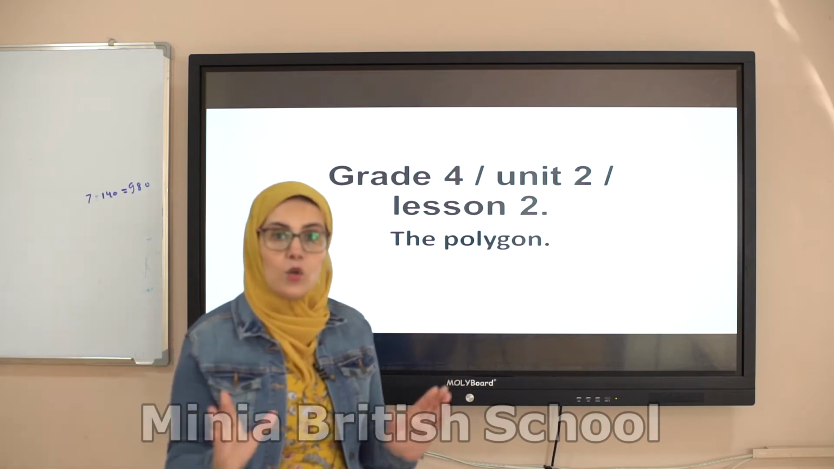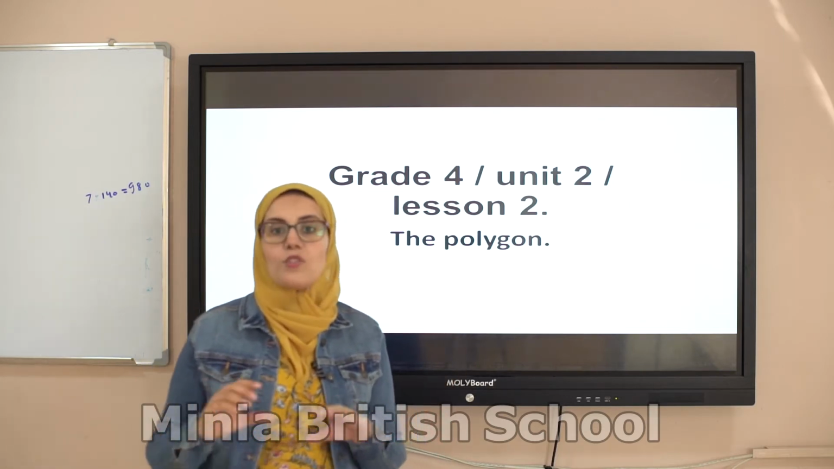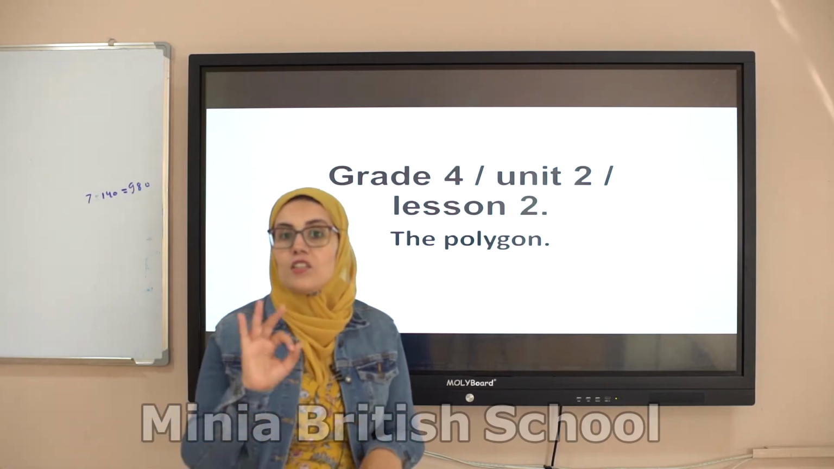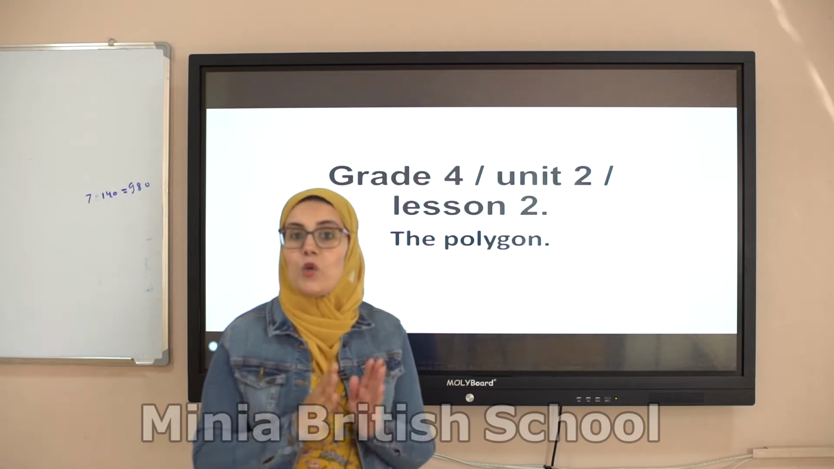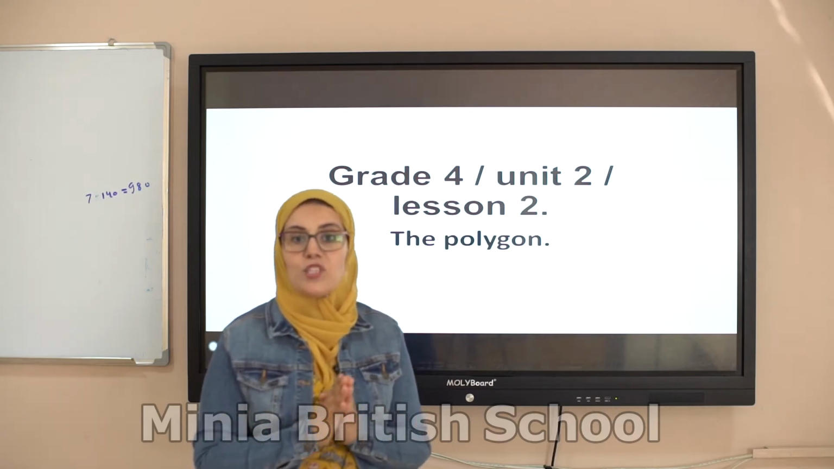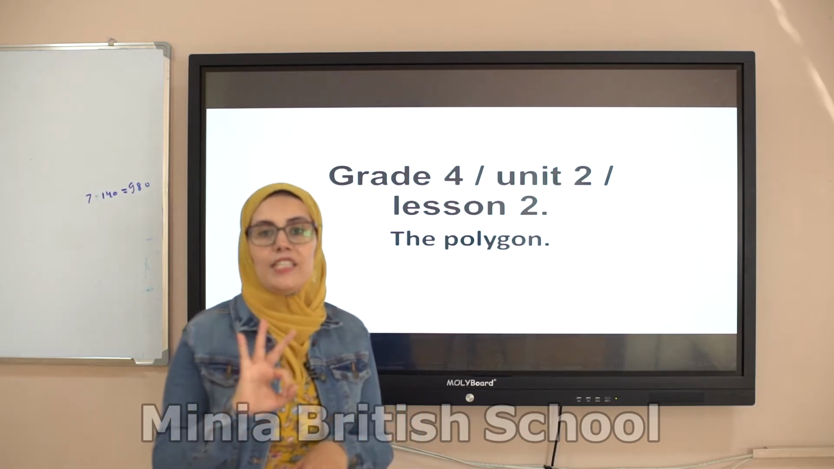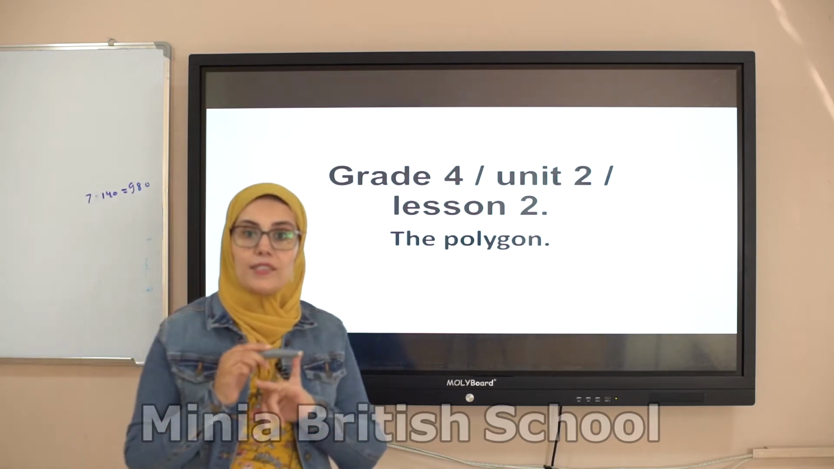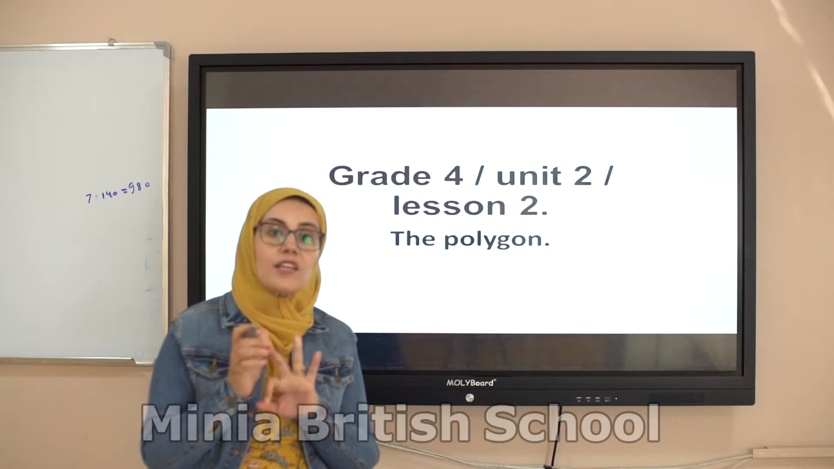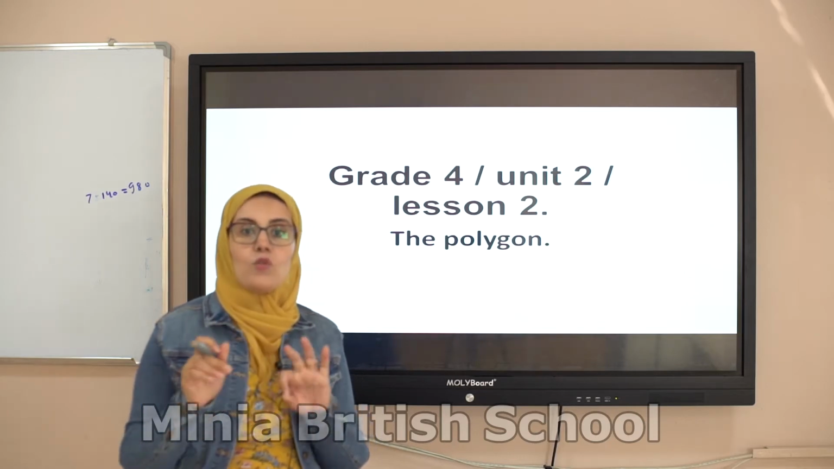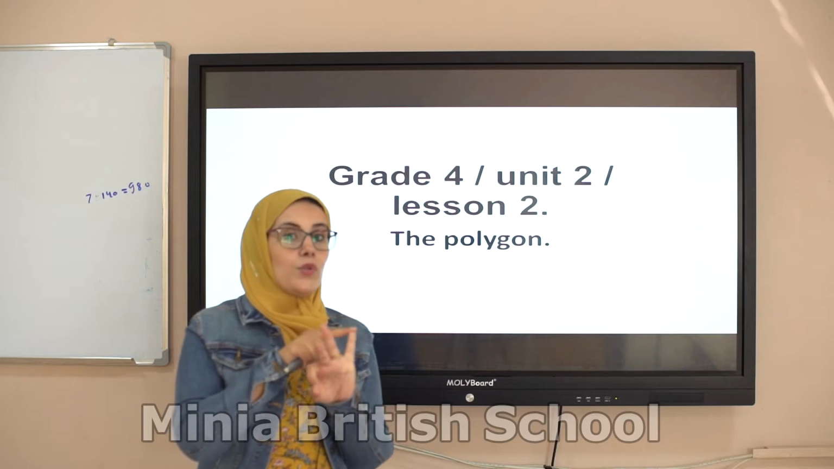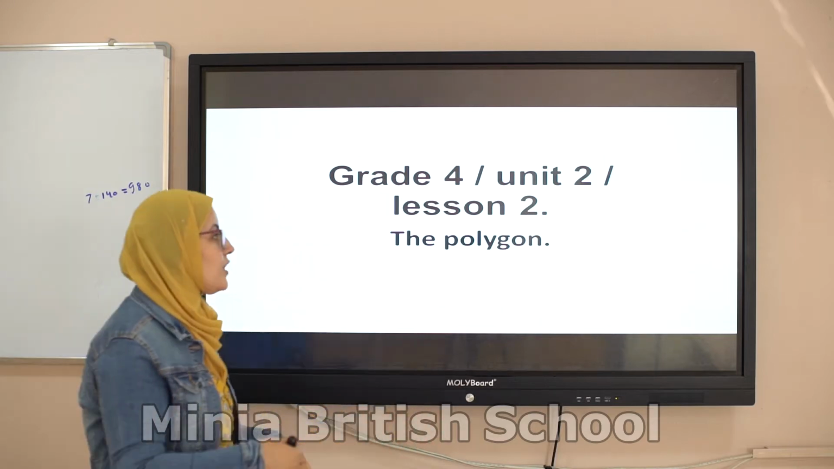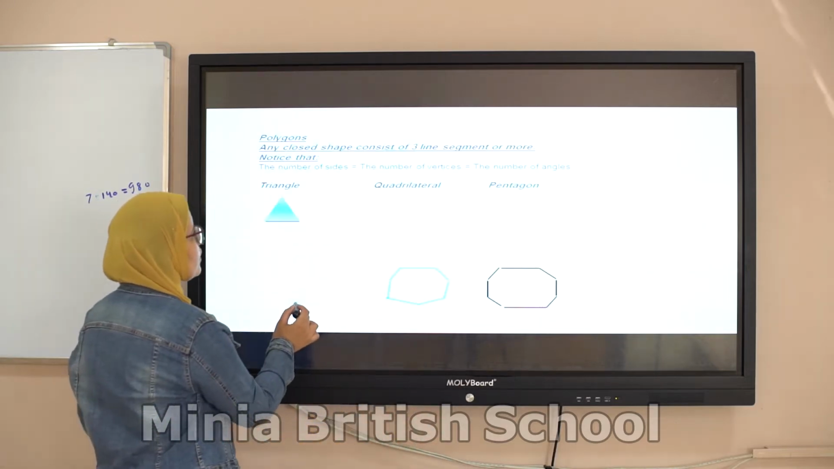A polygon is any closed shape that consists of 3 line segments or more. In polygons, the number of sides equals the number of vertices, which equals the number of angles. So in any polygon, the number of angles equals the number of sides equals the number of vertices. Let's see the types of polygons.